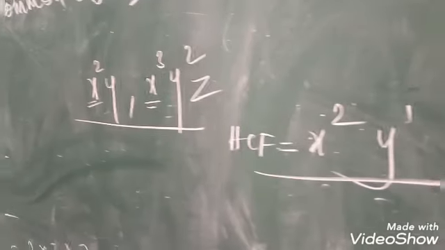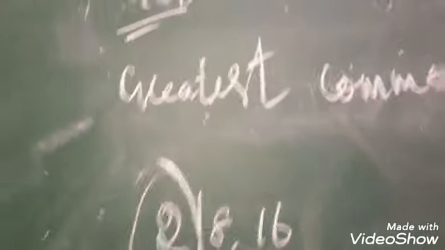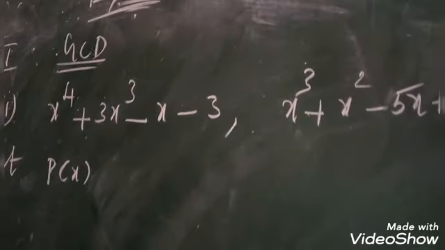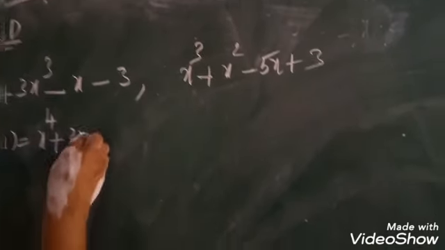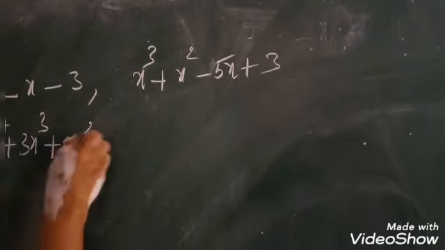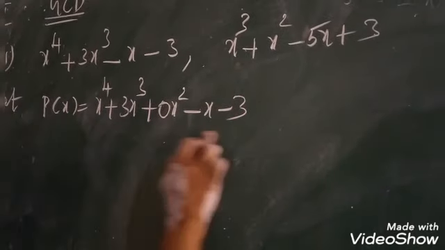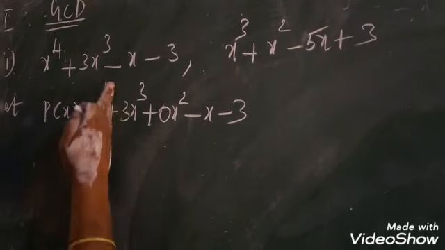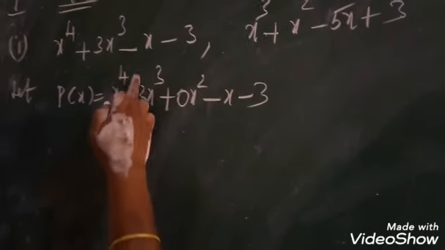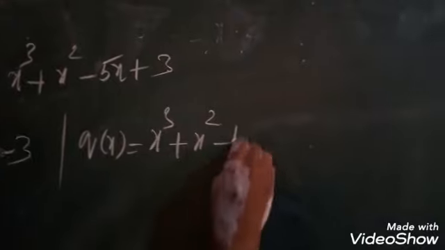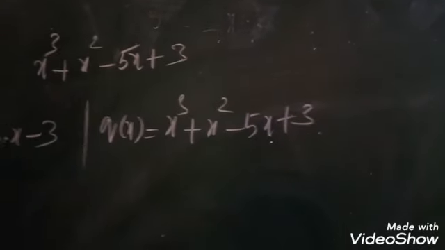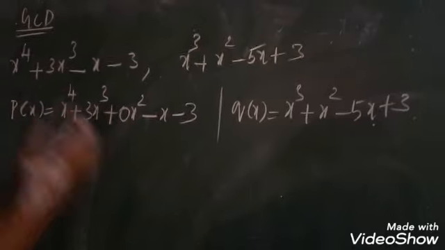Okay, next let us see the sum. Two polynomials are given. One is p of x. P of x is equal to x power 4 plus 3x power 3, then 0x squared minus x minus 3. This is the standard form of the polynomials. The degree should be in descending order: 4, 3, 2, then 1, and then the constant. Then next you have to take q of x, then what? x power 3 plus x squared minus 5x plus 3. If a degree term is not there, you have to use 0.